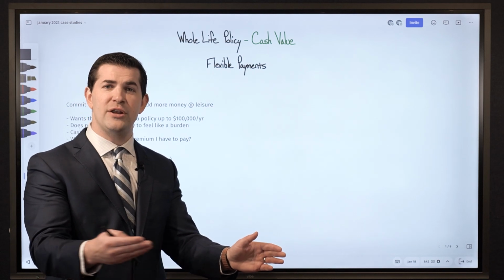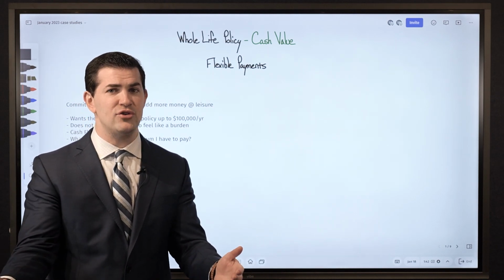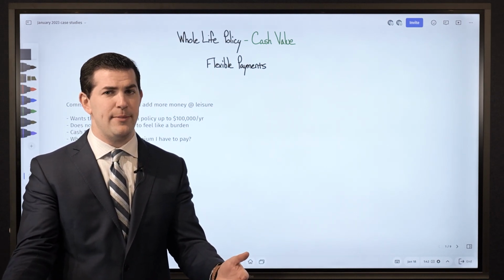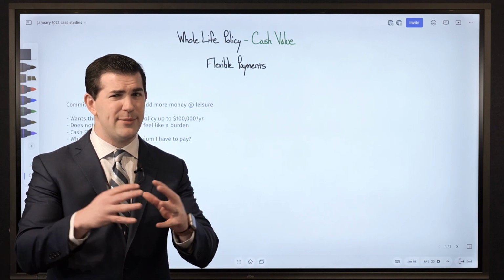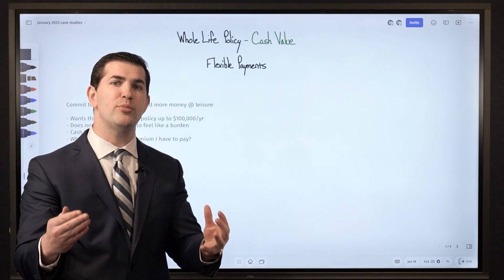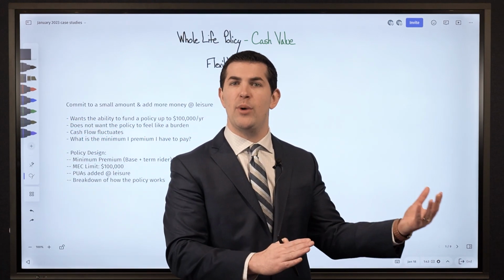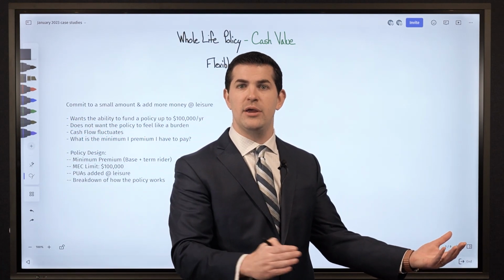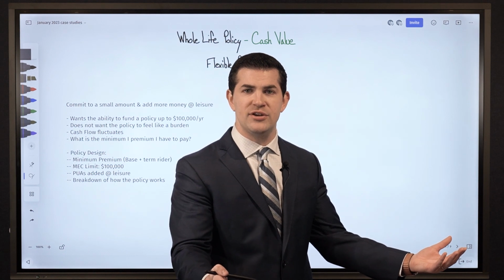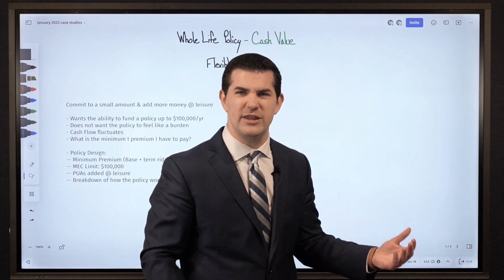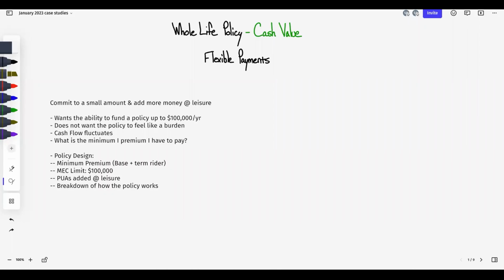However, if you're interested in cash value, what you can actually do is set it up in a manner where you're committed to that minimum premium, and then 100% at your discretion, you can add more money into that PUA rider in a life insurance policy. PUA stands for paid up additions, and that's how you can really accelerate the cash value growth. So what we've got here today, we've got an individual who wants to commit to a small amount and then add more money to the policy at leisure.